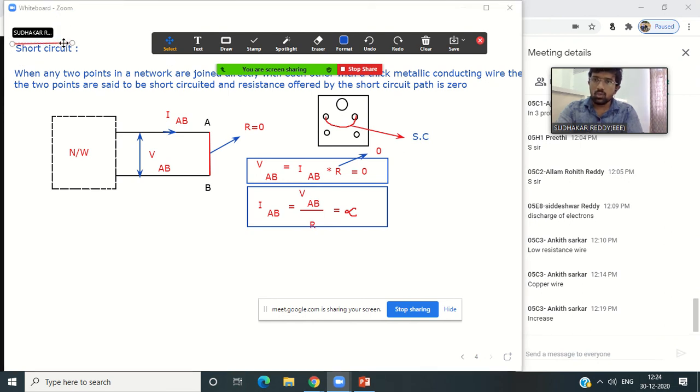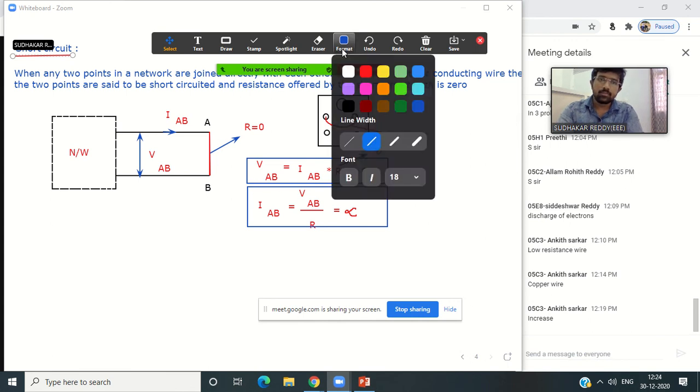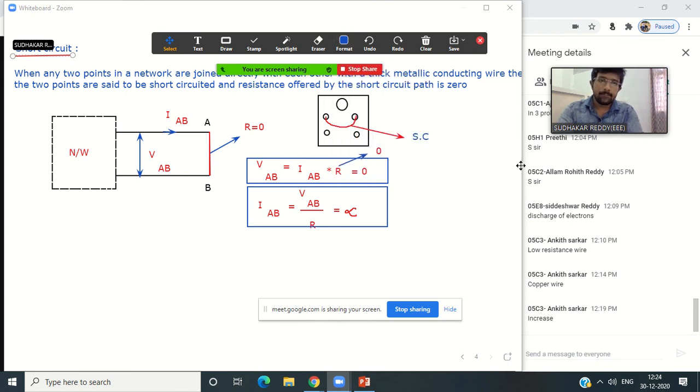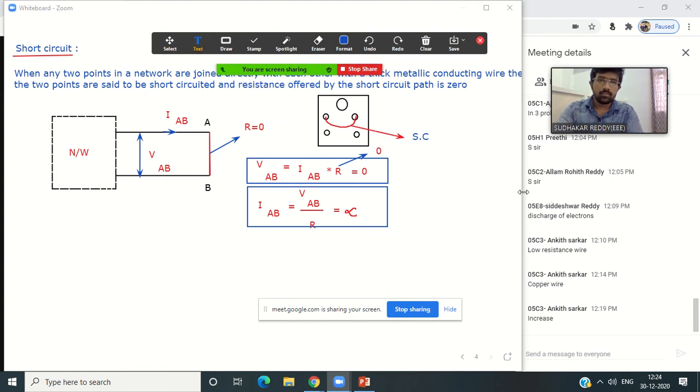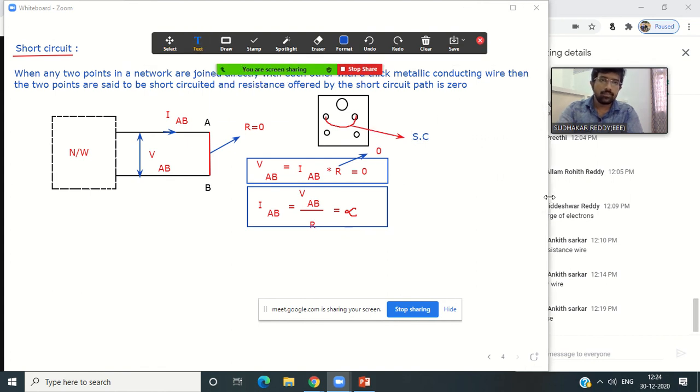Let's complete, everyone. So copy that network, this explanation, copy it everyone, and write the expression for the voltage and currents across the 2 points A and B. Let's copy it fast, a little bit.